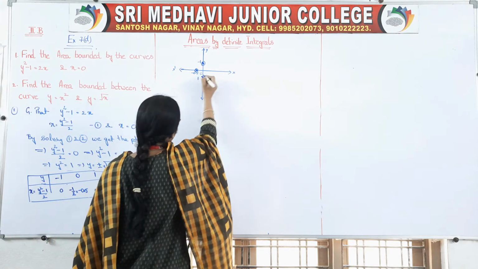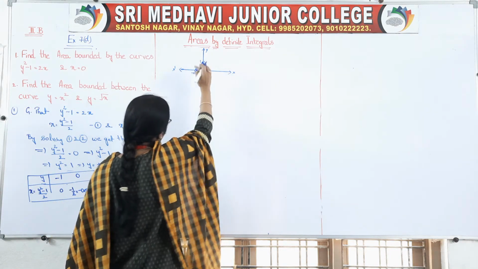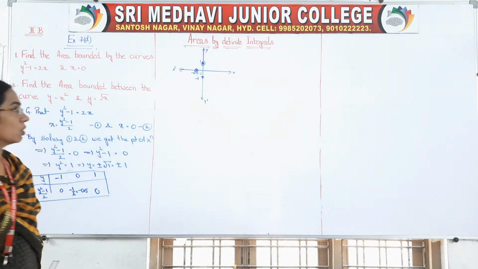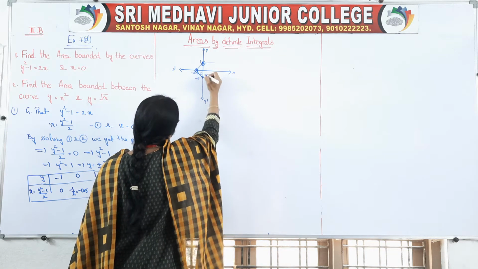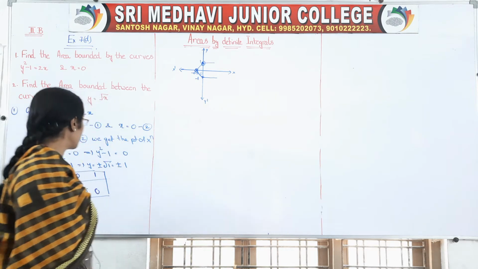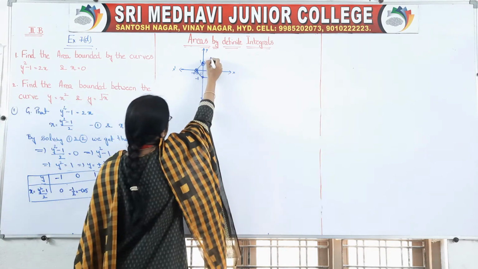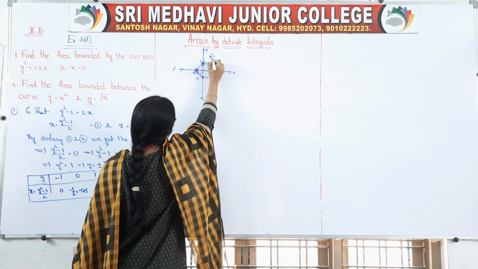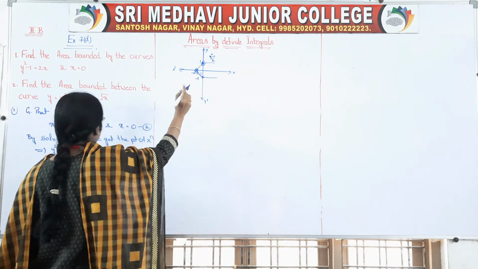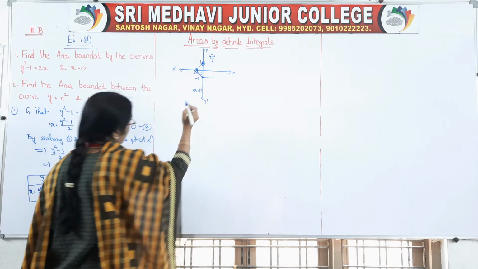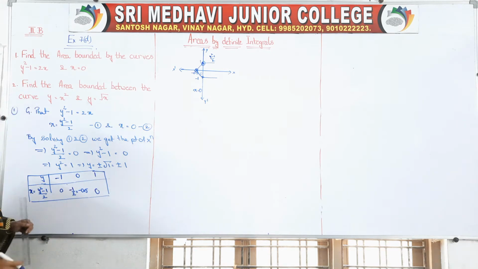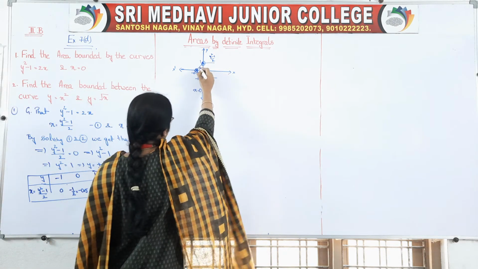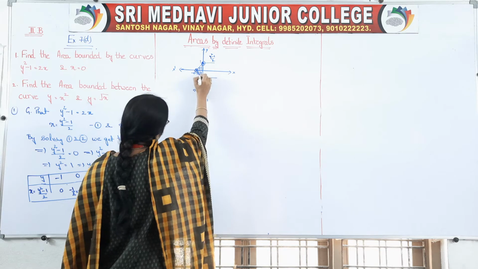This is your minus 1; upwards is positive, downwards is negative. So be careful while taking the values, and join them. That is your curve equation. This curve equation is nothing but y square minus 1 by 2, and this line equation is x equal to 0. So by seeing the table we have to construct the diagram. Which area do we have to find? This area we have to find.